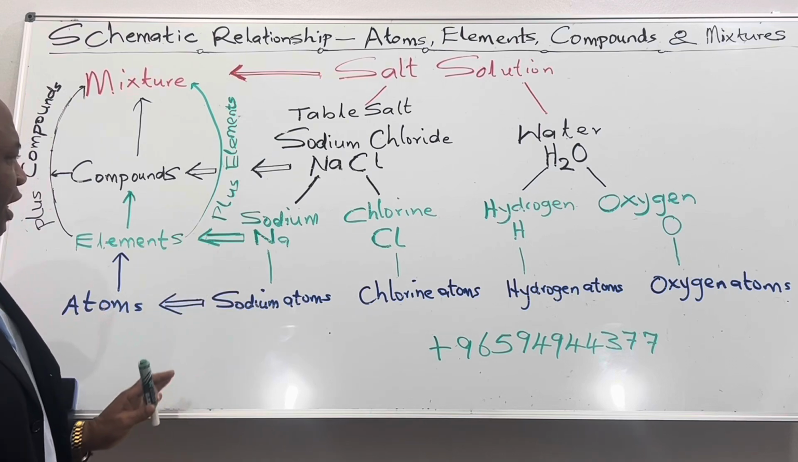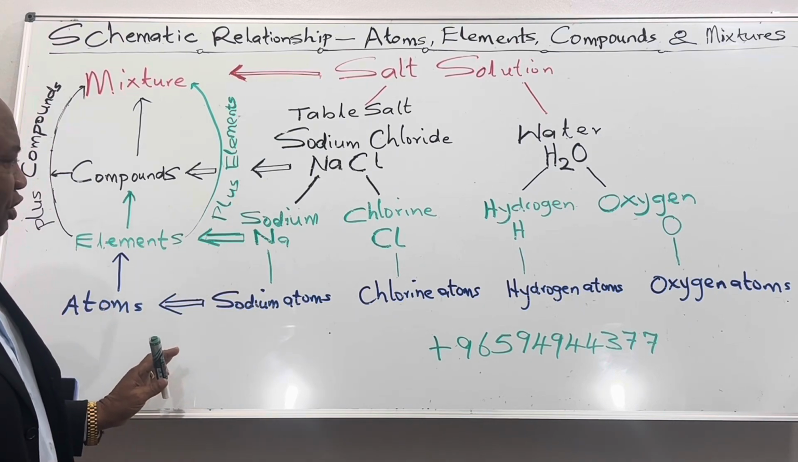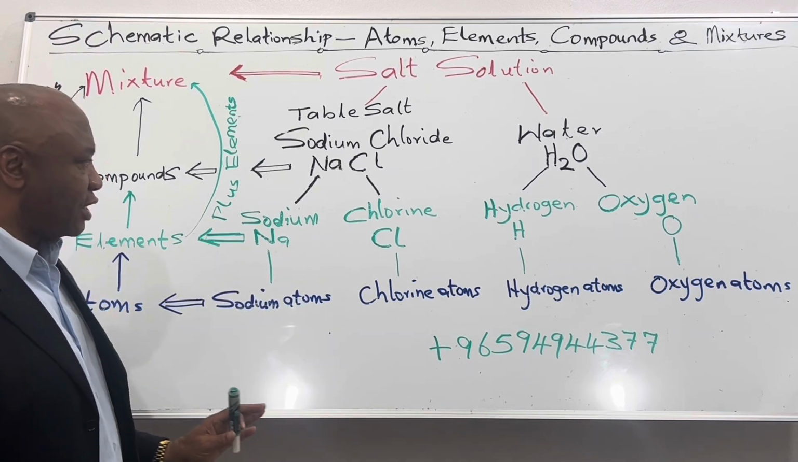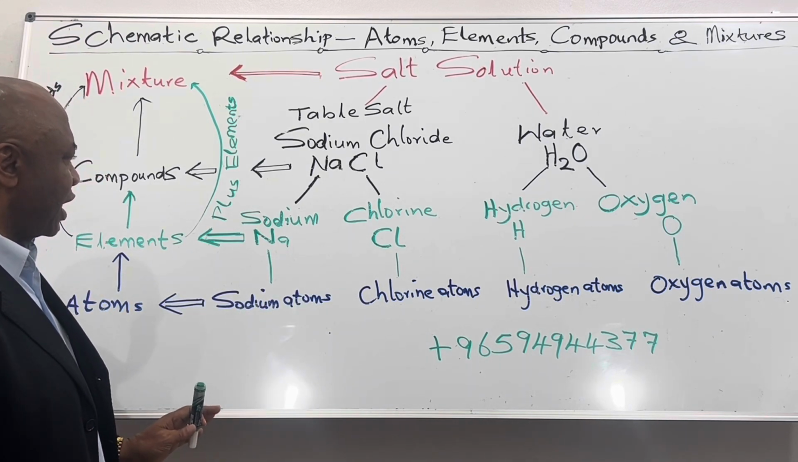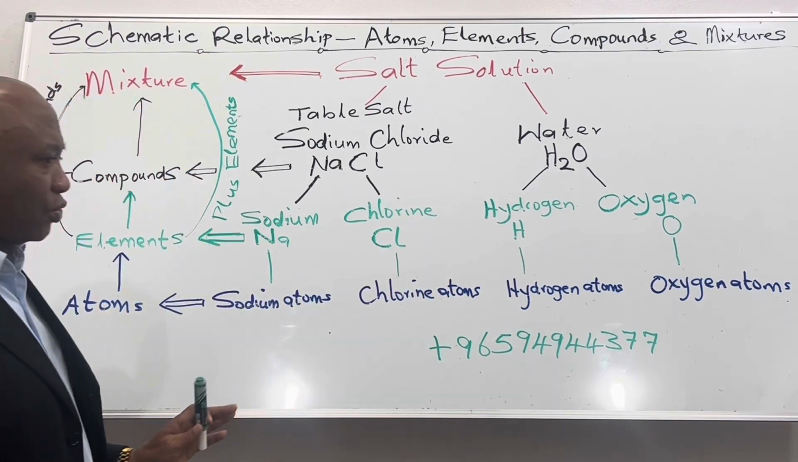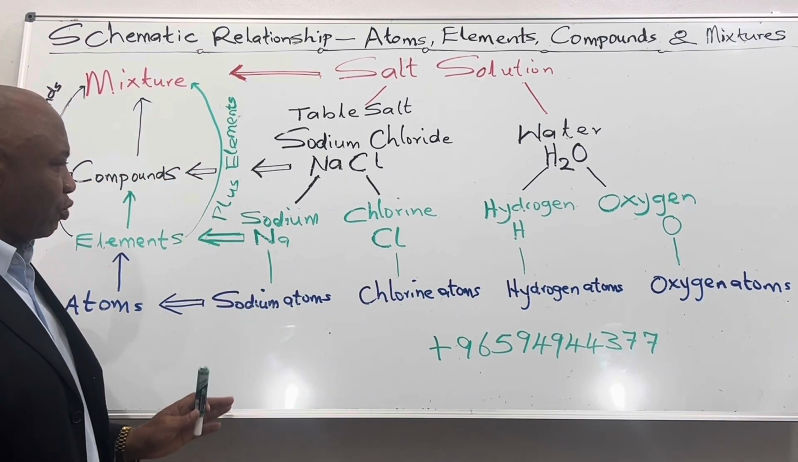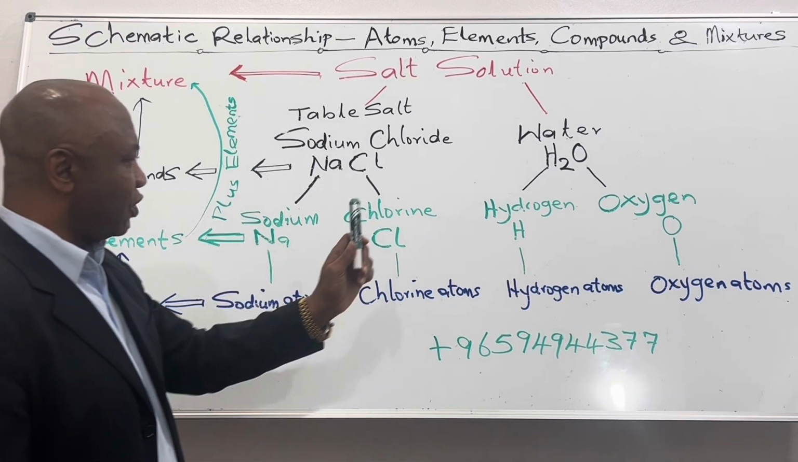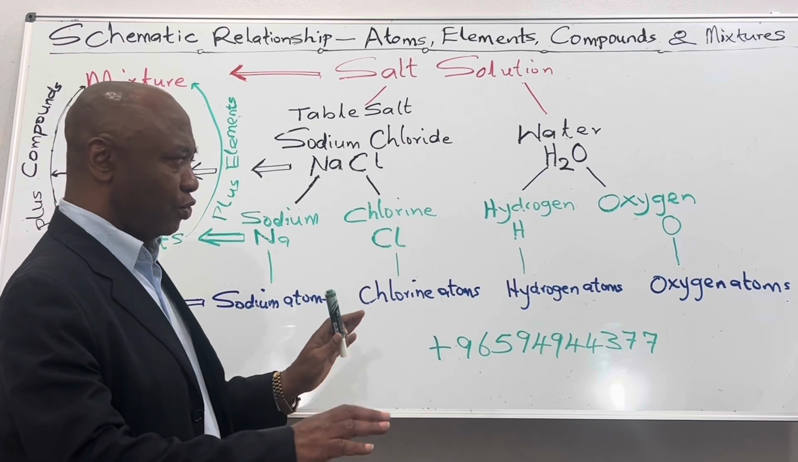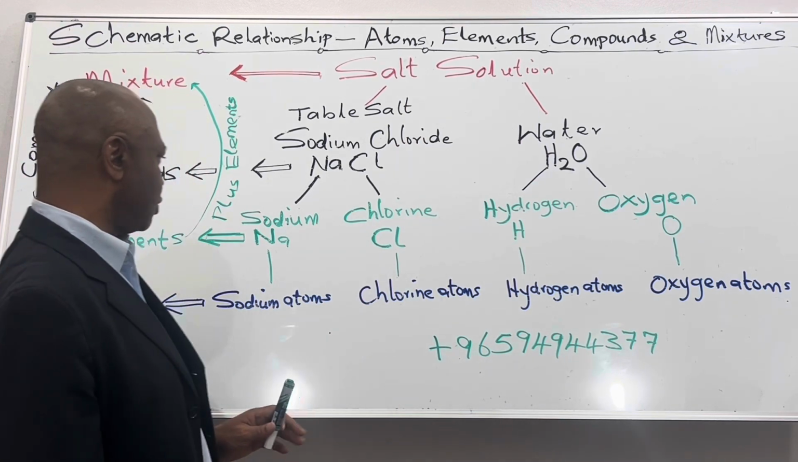Sodium cannot be divided into any other substances through a chemical process. Chlorine cannot be divided into any other substances through a chemical process. Hydrogen cannot be divided into any other substances through a chemical process. Neither can you divide oxygen into any other substances through a chemical process.